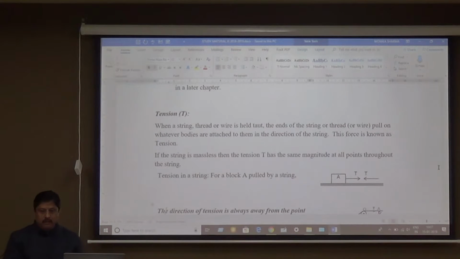One important thing: a string can have mass, or be without mass. Generally, when we discuss tension, the mass of the string is negligible and the string is inextensible. If the string is massless, then the tension T has the same magnitude at all points throughout the string. But if it has mass, then the tension is different at different points. We will discuss this concept in free body diagrams.